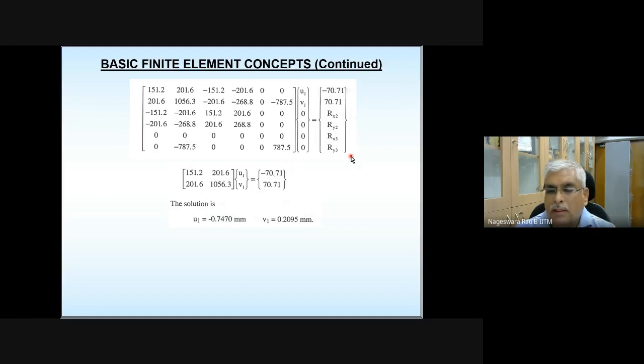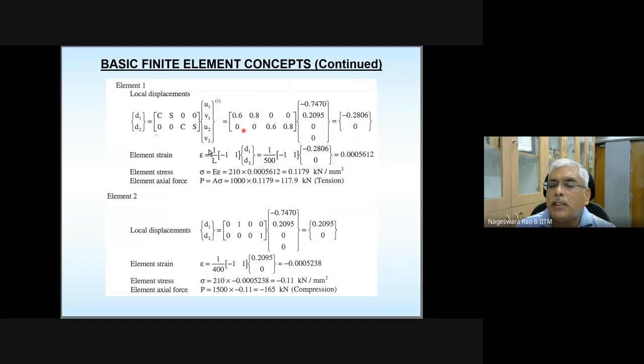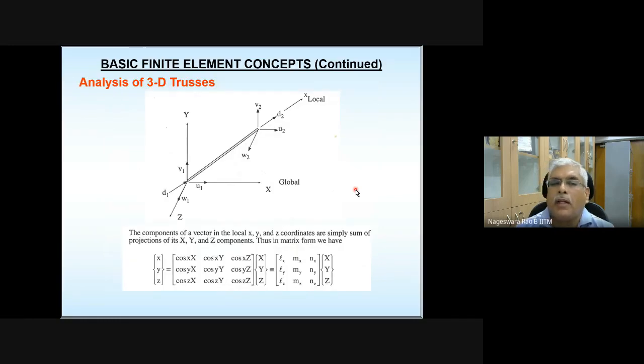Okay? So once you get the nodal displacements at the free node, you go to each of the elements and determine the local displacements and get the strains, stresses, and axial force. Once you get the forces in the members, you need to check whether those forces make sense or not. The same logic is applicable even for 3D trusses, except your transformation matrix increases in size.